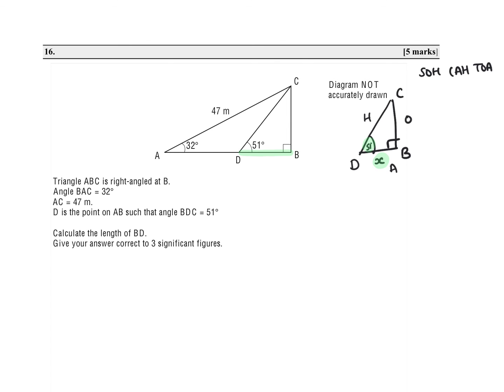So then I look at the triangle again. Now, one of the most common mistakes we have is that people see this triangle here, this ACD.